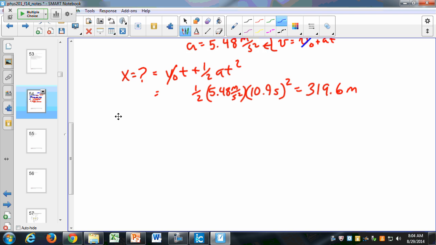The initial conditions? No, it is 0. Our x initial is 0. We set that to be 0. And our v naught is 0 as well. The cars are definitely at rest when they start.